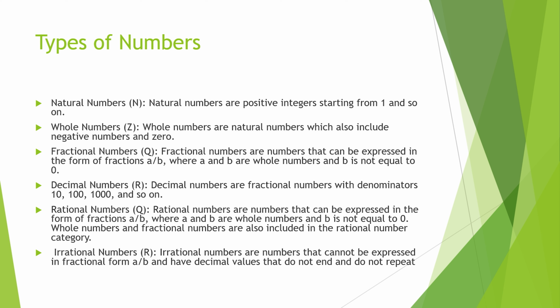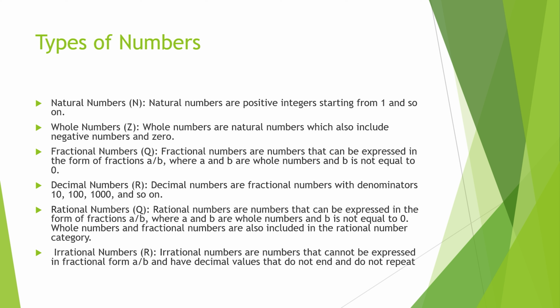N. Natural numbers are positive integers starting from 1 and so on. Whole numbers. Z. Whole numbers are natural numbers which also include negative numbers and zero. Fractional numbers. Fractional numbers are numbers that can be expressed in the form of fraction a over b, where a and b are whole numbers and b is not equal to 0.